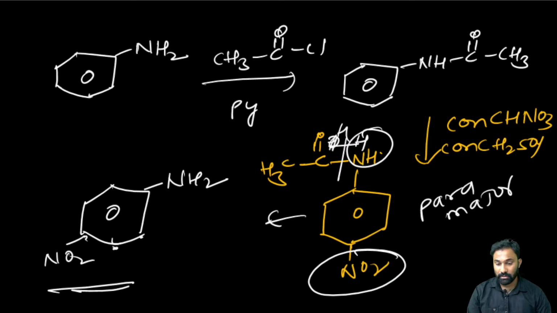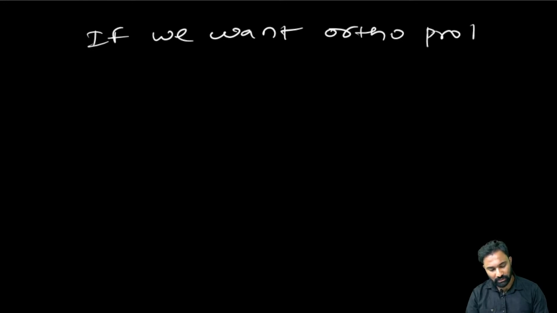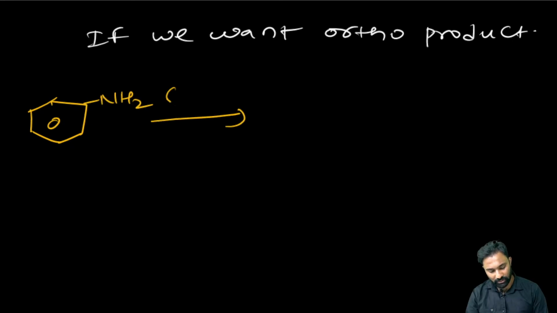But if you want the ortho substituted nitro product only, then we have to follow two steps. What are those two steps? If we want the ortho substituted product only, then what we have to do? First, this aniline we have to react with the acid chloride. Now here in the acid chloride, we know the hydrogen of aniline and the Cl will be eliminated.